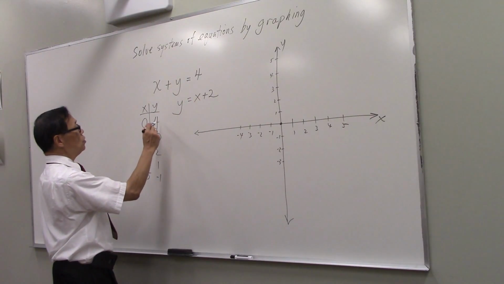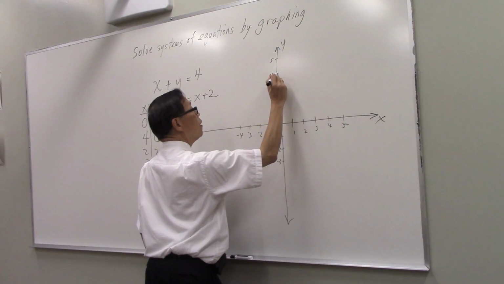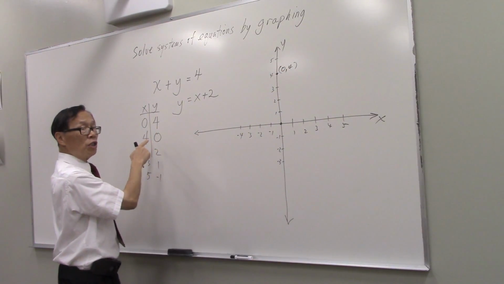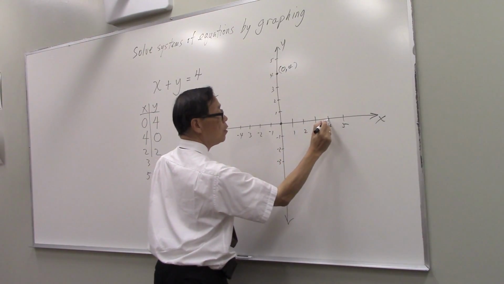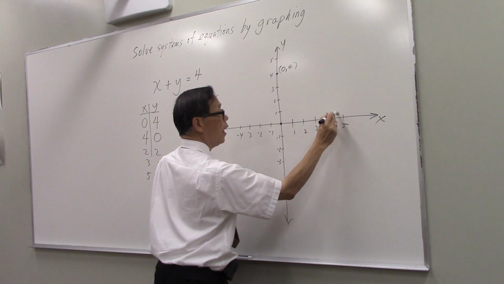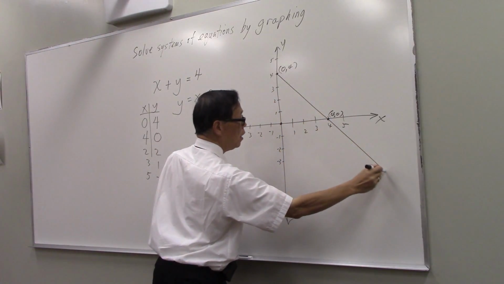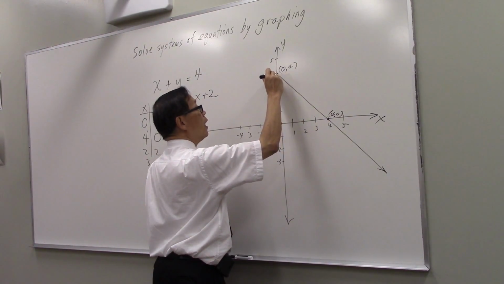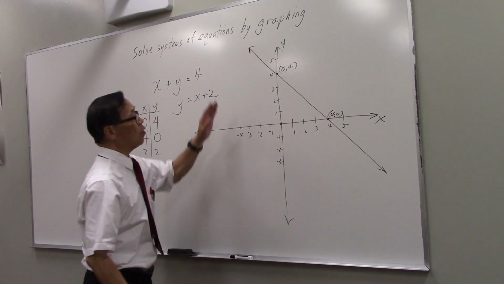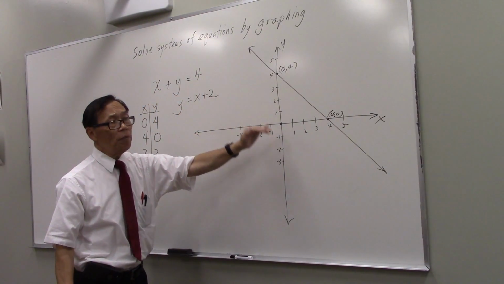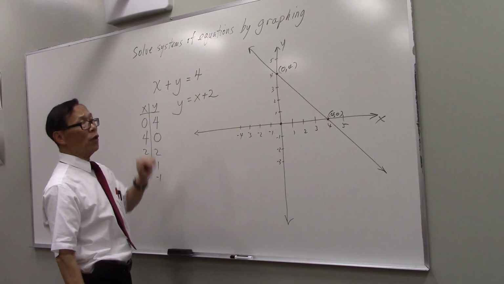So we're going to use 0, 4, which is here, and 4, 0, which is here. And you can draw the line connecting the two and extend the line. And this line will be called the graph of this equation. Basically, a graph of all the points that will solve this equation.